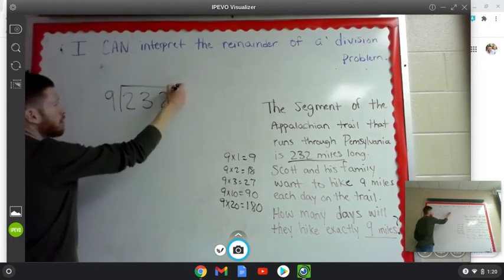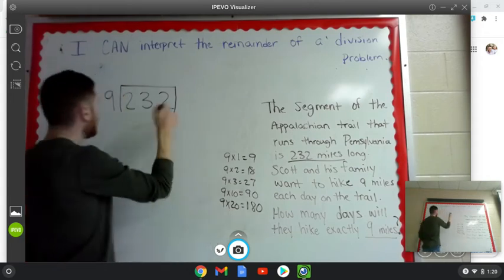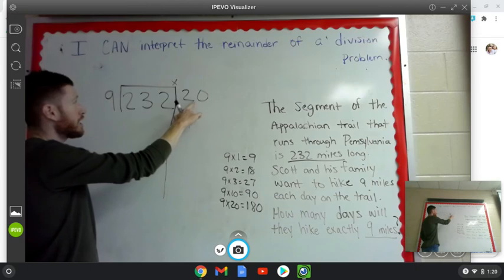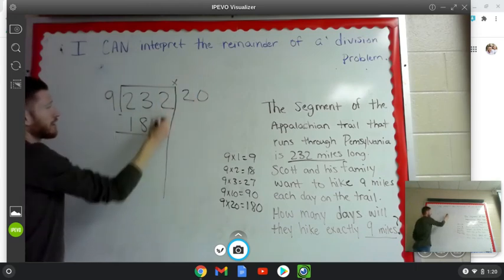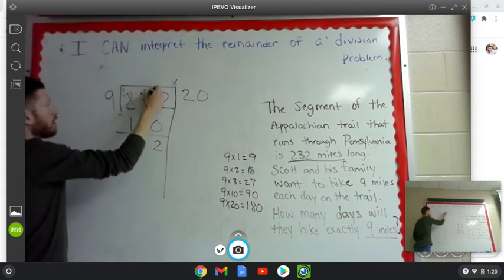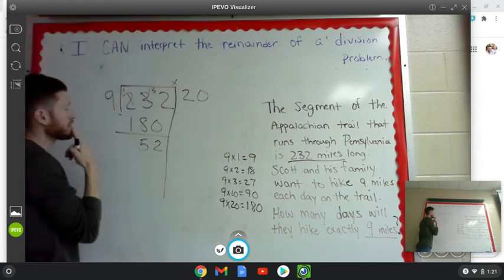And the first partial quotient I think that I will pull out is going to be 20. I'm going to multiply 9 times 20. So I'm going to put my partial quotient here. 20 times 9 is 180. And I'm going to subtract that out. So 2 minus 0 is 2. Regroup. 13 minus 8 is 5. I've just got 52 left because 1 minus 1 is 0 there.